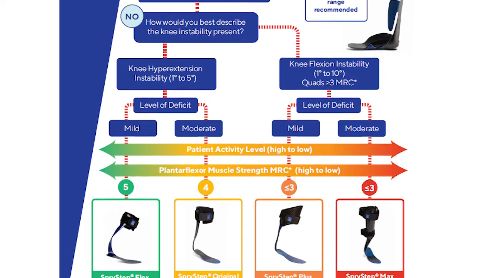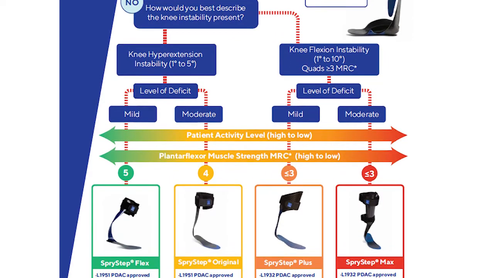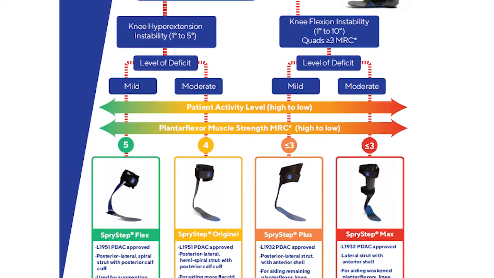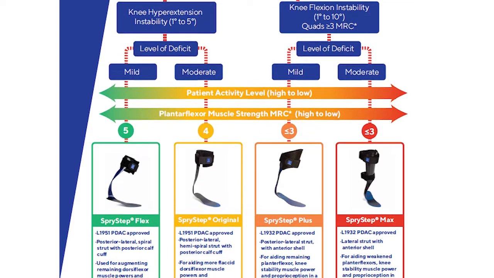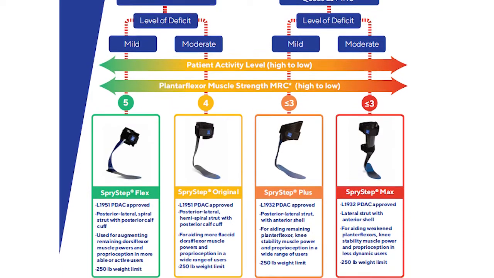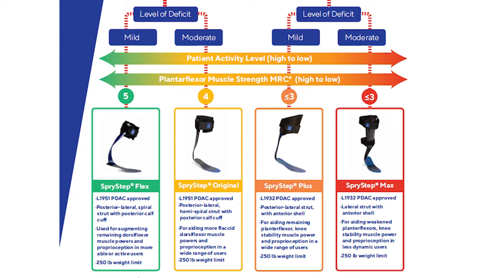The next question is, how do you best describe any knee instability in the patient? And then from there, we branch down into knee flexion instability or knee hyperextension instability. And we look at the patient activity level from low to high and the patient manual muscle testing from low to high as well. And then we start diversifying into each one of the four AFOs that are on this page.